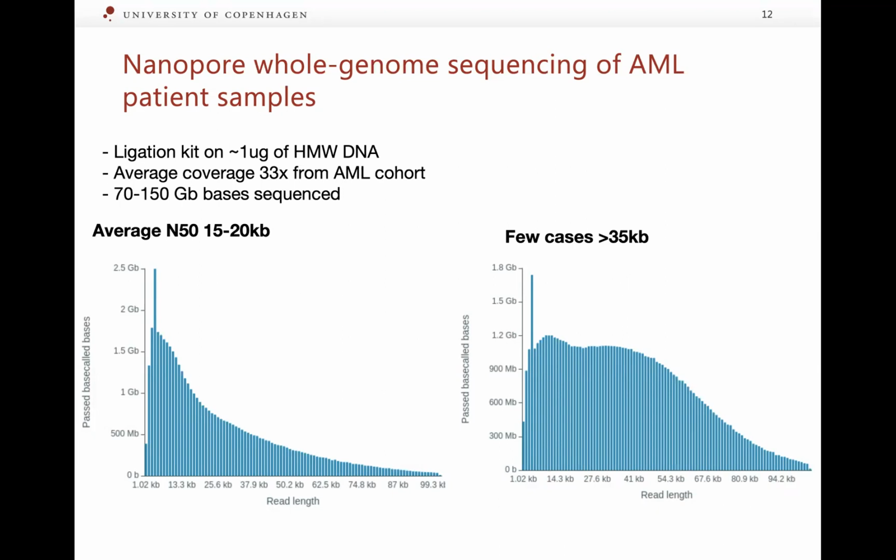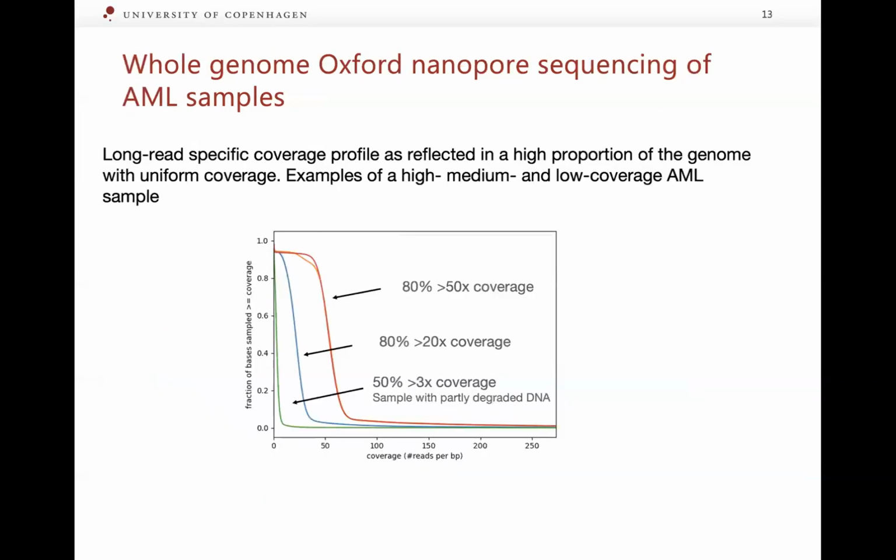Here you see 2 different examples. On one side is what we see on average, an N50 of 15 to 20 kb, and then we have a few cases with very long reads, much higher N50. That's really based on the integrity of the DNA you get, and there's not much we can do about it because these samples are obviously processed through FACS sorting.